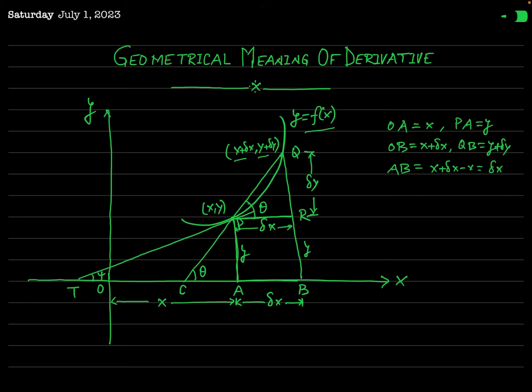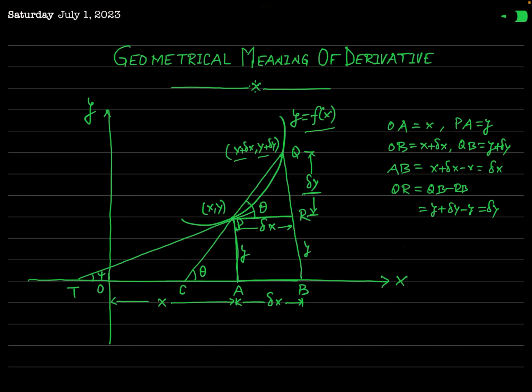Okay, and similarly you can see, if your aim is to find this QR, what will it be? This will be QB minus RB. But see the figure, RB is just equal to PA and that is equal to y. So this will be y plus delta y minus y, and that will be simply equal to delta y. So I have marked this in this figure, you can see.